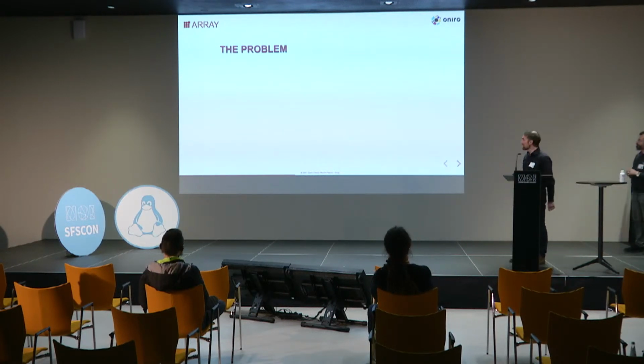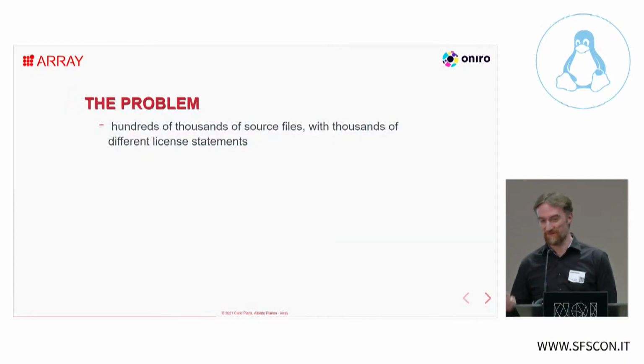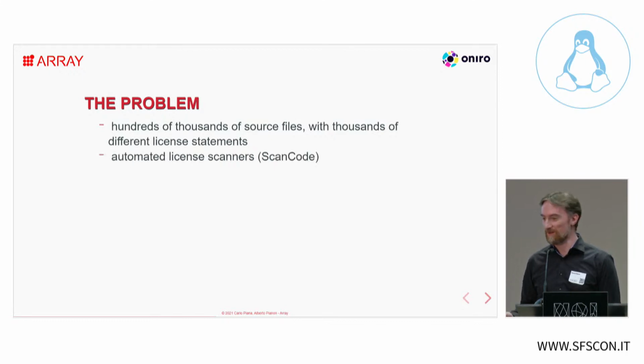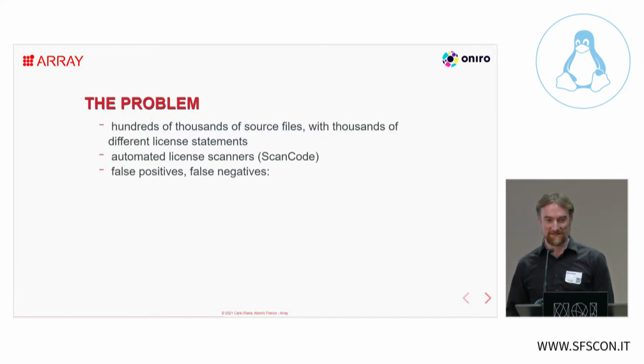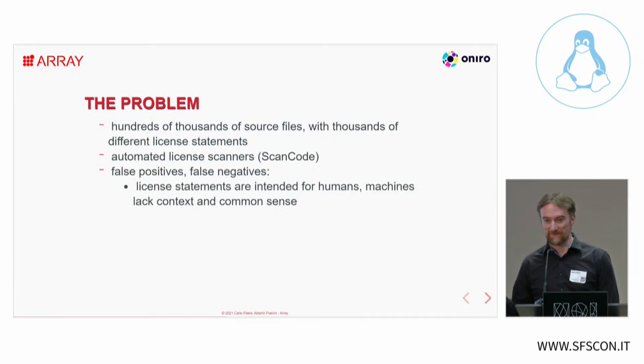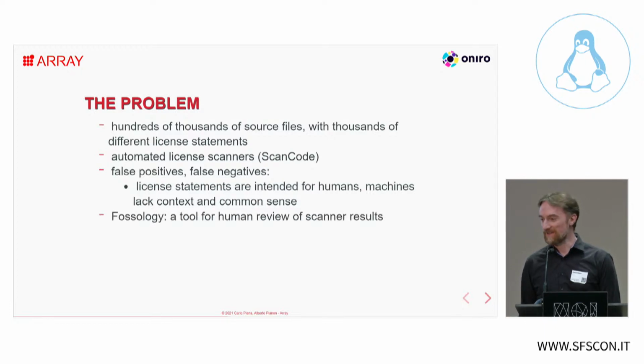So, as Carlo just mentioned, the main problem that we had is having 100,000 source files and thousands of different license statements, because the project is basically big. We have a long list of target machines, so the source matrix is very complex. Of course, we use automated license scanners. The thing with automated license scanners, like any machine, is that they do not understand the context, they do not have common sense, so you get a lot of false positives and false negatives.